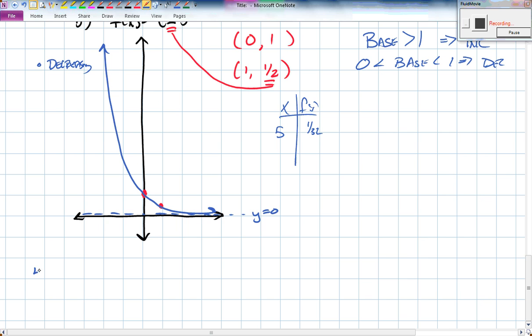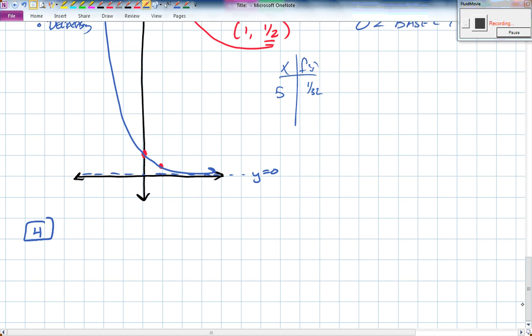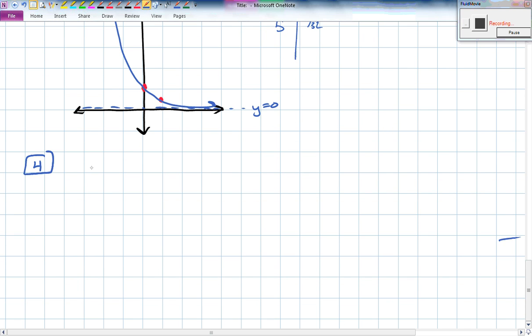Okay, so for the last part here, we're going to graph some more complex exponential functions.